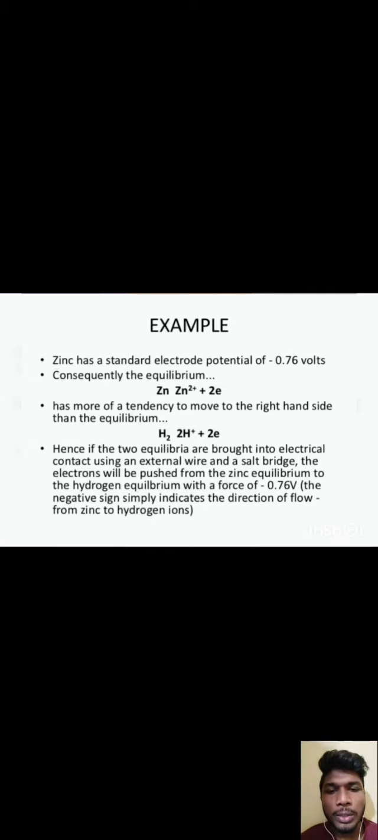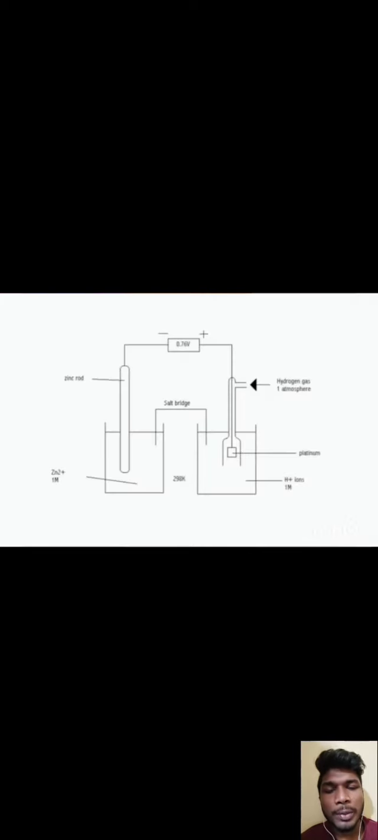Hence, if the two equilibria are brought into electric contact using an external wire and a salt bridge, the two half cells can be connected together to give the reaction in the whole cell. Zn gives Zn2+ plus 2 electrons, and 2H+ plus 2 electrons give H2. The overall cell reaction is Zn plus 2H+ gives Zn2+ plus H2.